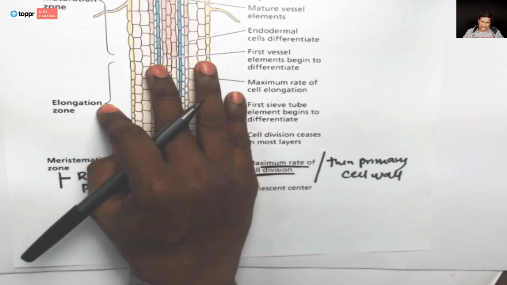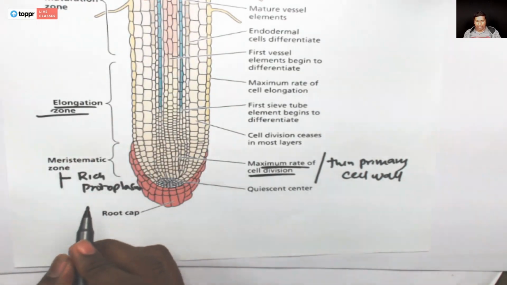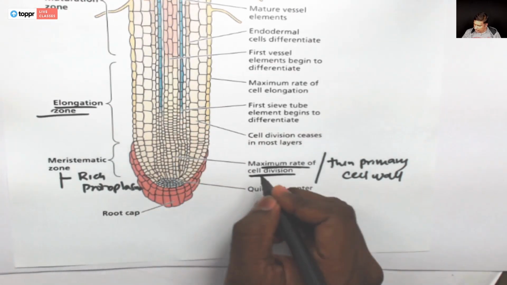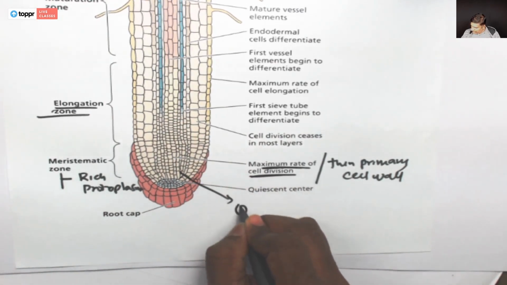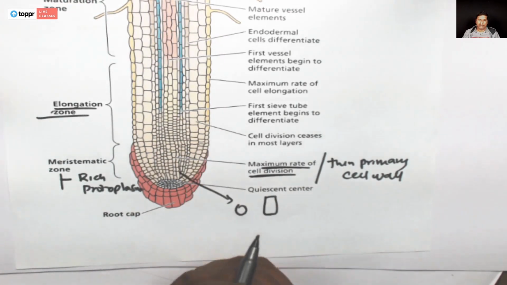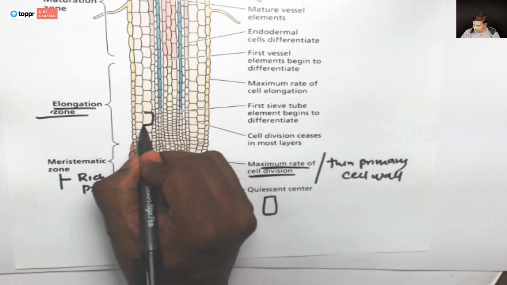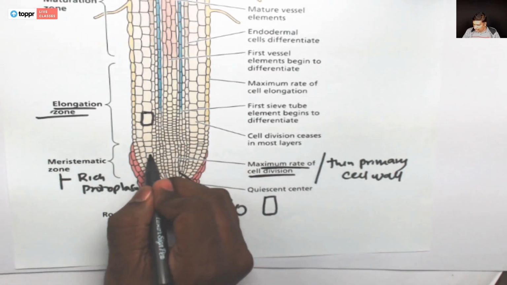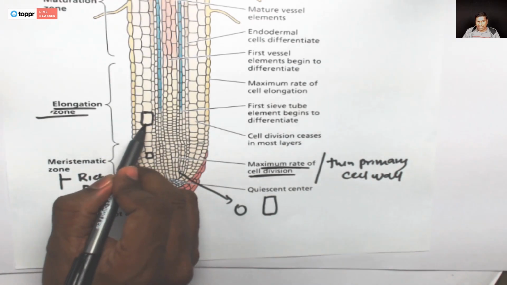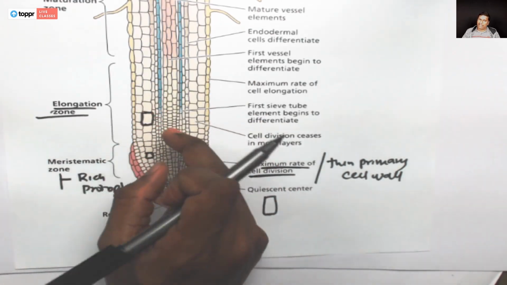Now right next to this zone we have the elongation zone, where you will see the cells which are in the elongation phase. Let's say the cell here looks like this. In the elongation phase, you will actually see the cell elongating, the size of the cell increasing. The cells in the meristematic phase are smaller when compared to the cells in the elongation phase.